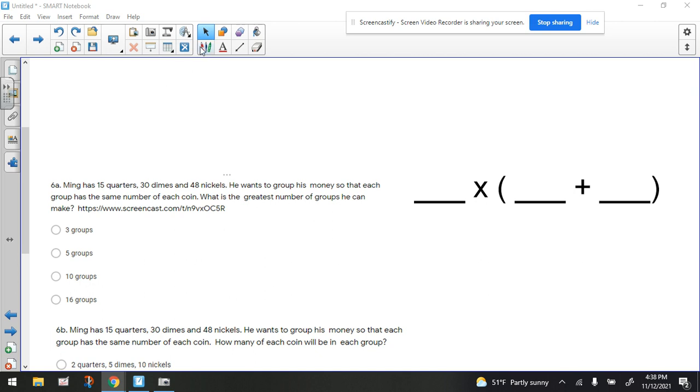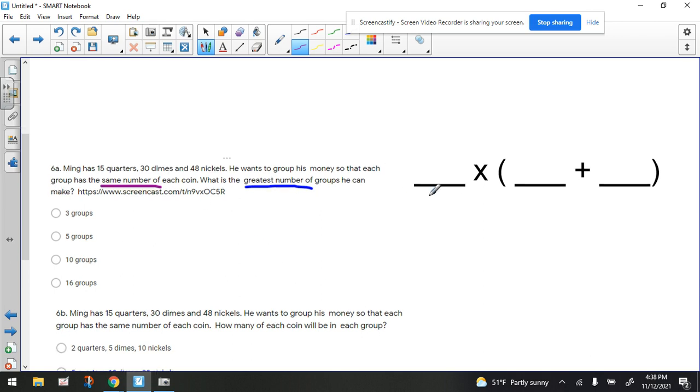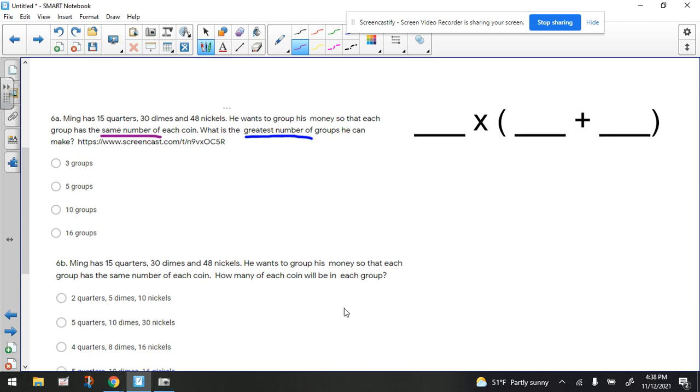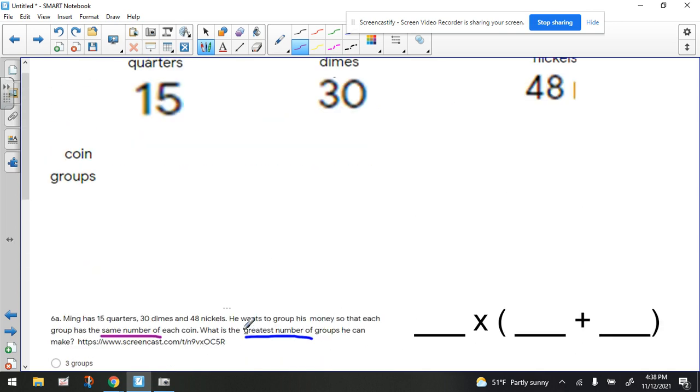Whenever you see the words greatest number of, then you're probably going to be looking at finding the GCF. And when you also see same number of, coupled with the idea that you have to answer multiple questions about the same grouping, then that's when you want to think about distributive property. All right, so that means if we need to find the GCF, we need to either list out our factors or use prime factorization.